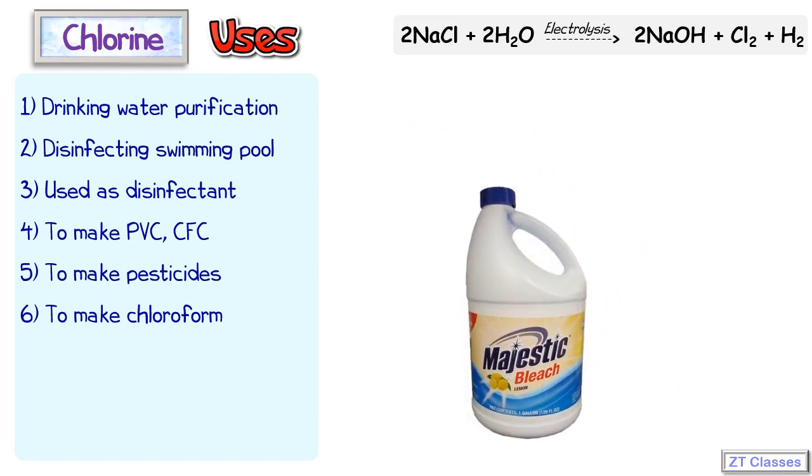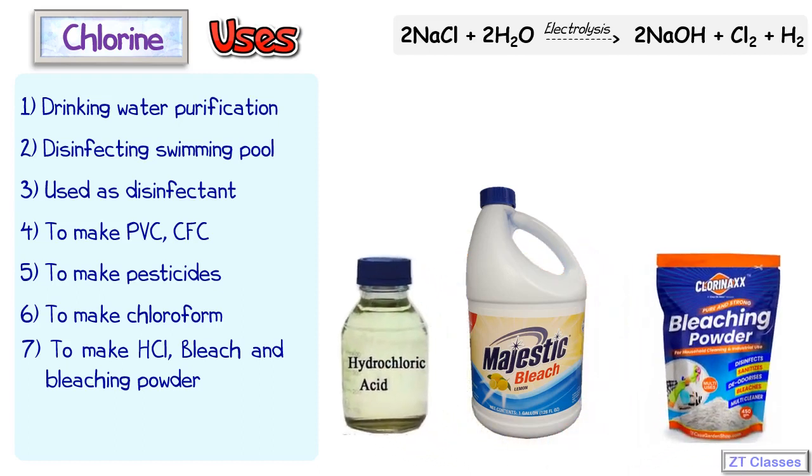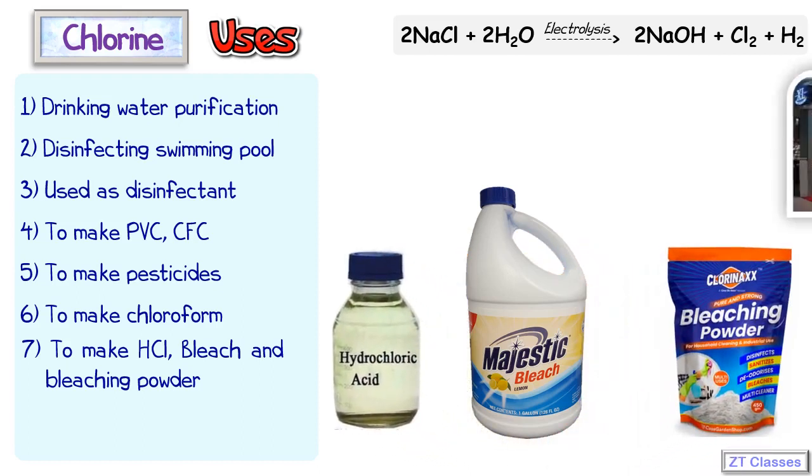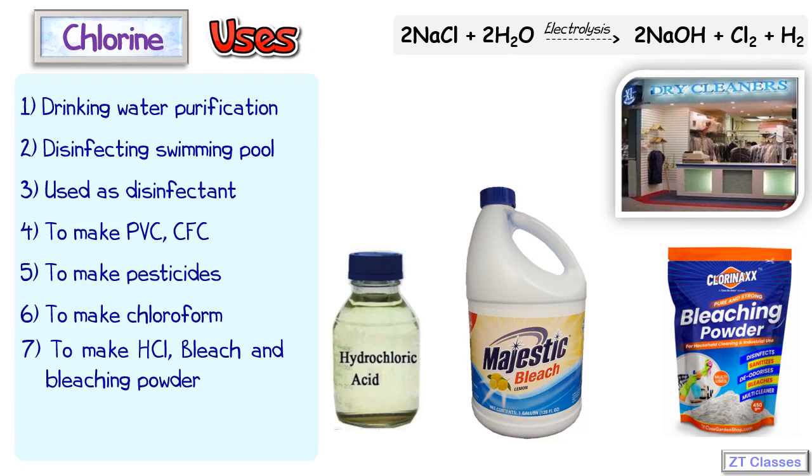So chlorine has one very common use as a disinfectant. We have seen it's used in drinking water purification, in swimming pools, or in general as a disinfectant. The second use is that it's an excellent bleaching agent. Chlorine is used in dry cleaning, in cleaning of clothes, or to make products used for removal of stains. These are the usages of chlorine. In exams they usually ask for 3 or 4 usages. You can choose whichever you find easier.